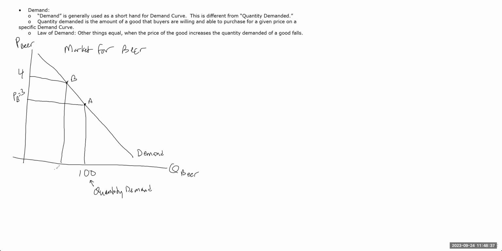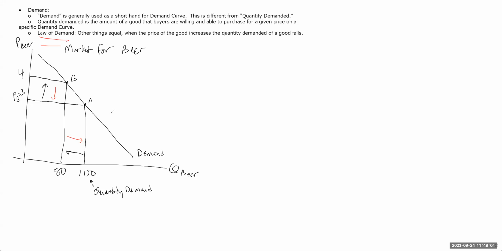This market, LA maybe, wants 80 cans of beers. And we could see as the price goes up for each can, quantity demanded falls. If the price goes down, quantity demanded increases. That's the law of demand.